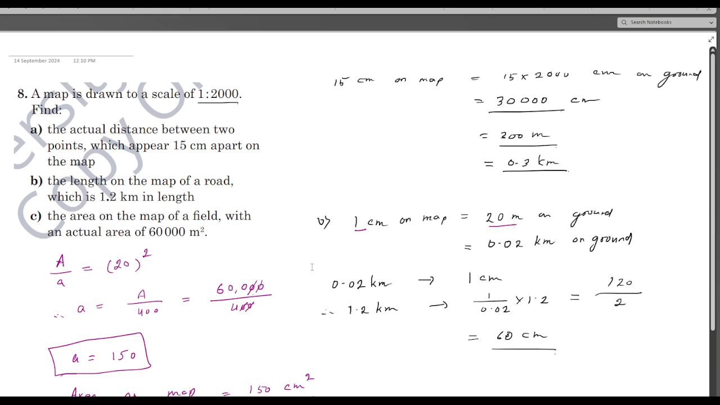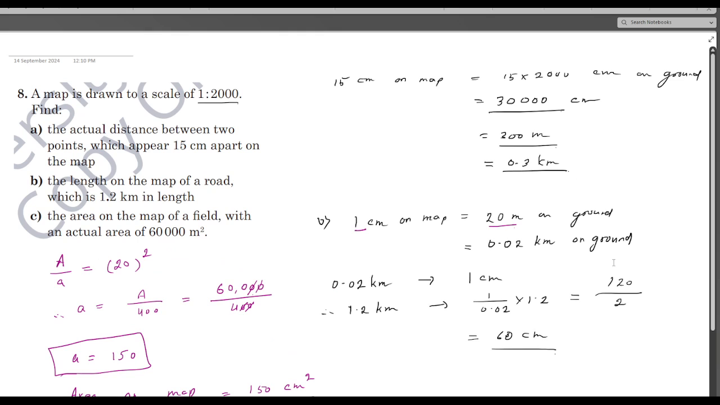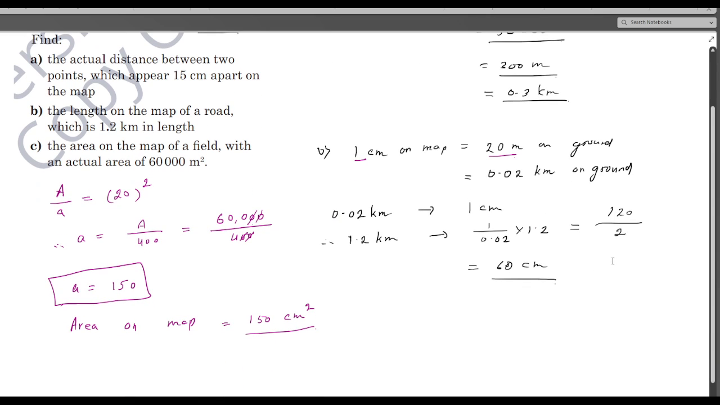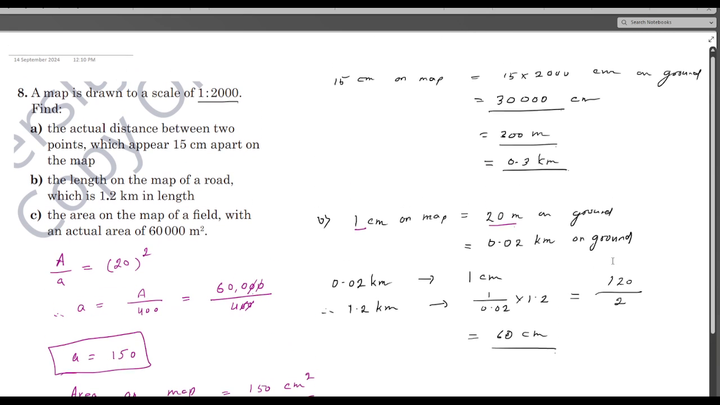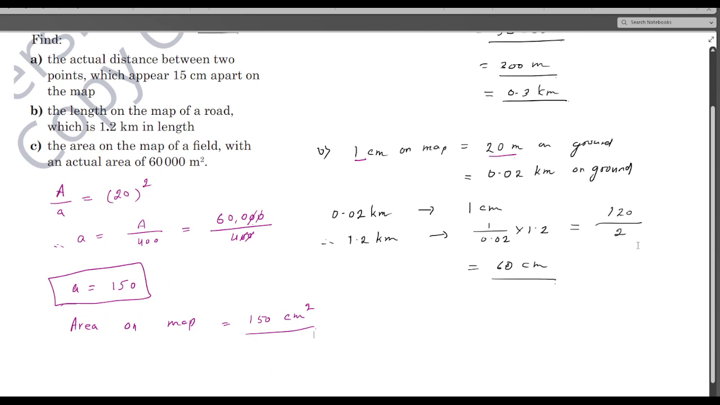Now let us move to question 9. Okay, let me once again check here. Scale is given, so 60,000. That's perfect. 60,000 meter square will correspond to 150 centimeter square on the map.